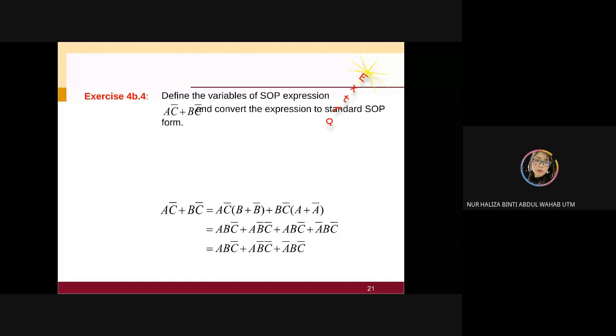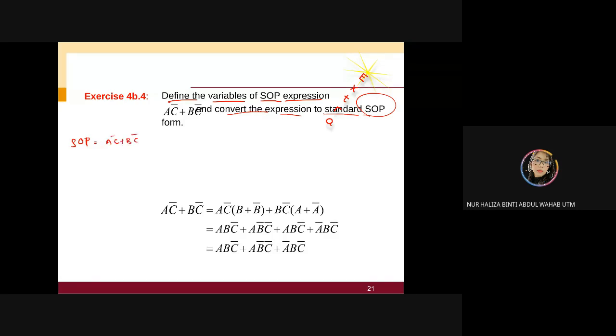Now there is another one, it's a very simple one. Determine the variable SOP expression and convert the expression to the standard SOP. So you have SOP equal to AC bar plus BC bar. Over here, you can only see this part, you are missing B. Here, you are missing A.